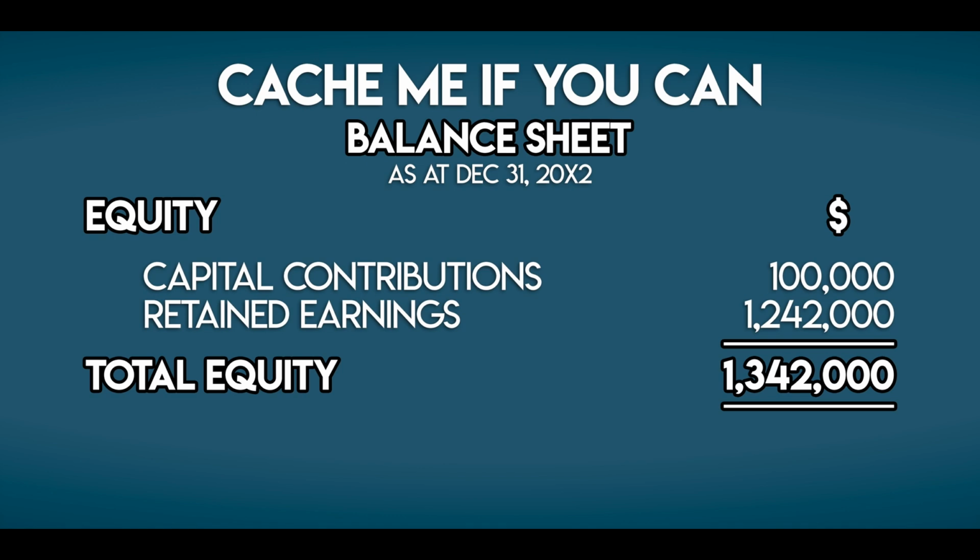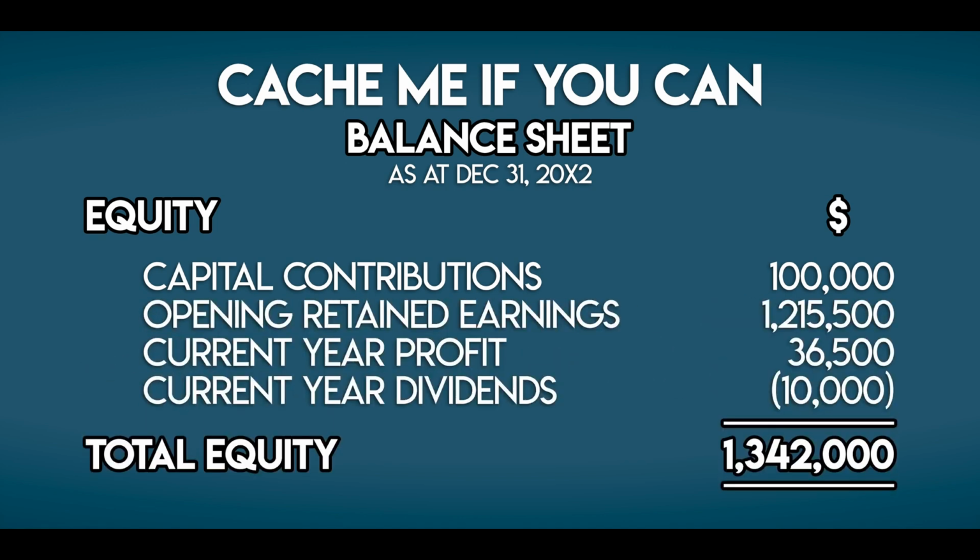Now, if we zoom into the equity section, we can see that Cash Me If You Can owes $1,342,000 to the owners of the business, its shareholders, of which $100,000 is made up of capital contributions that the owners have put into the business, and $1,242,000 in retained earnings, or profits held for future use. Now here's where things get interesting. If we expand retained earnings, we can see what they're made of.